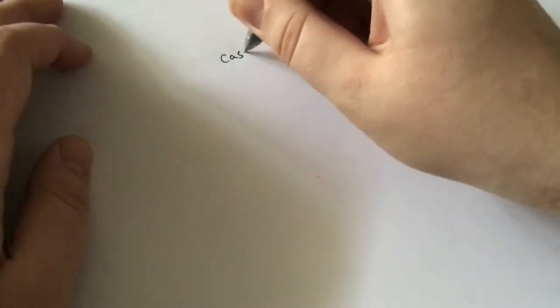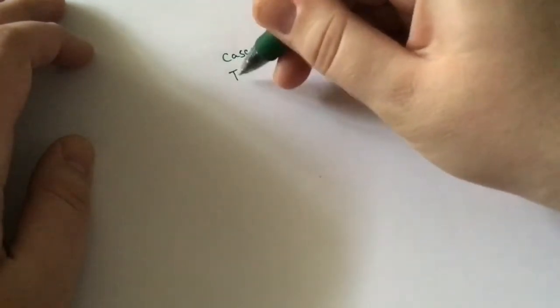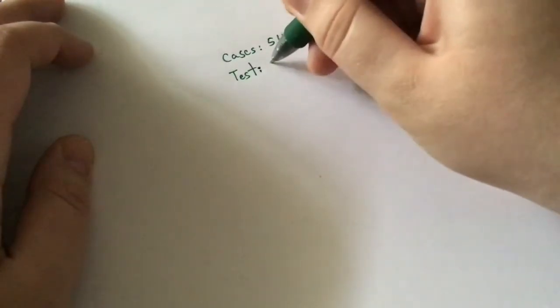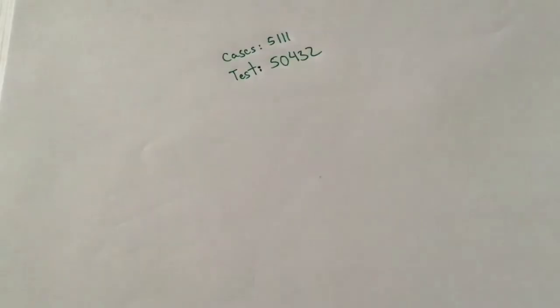So I'm going to write here that we have cases of 5,111, and we have had how many tests? 50,432. So we are going to treat this as a data set where we want to know how many people in Missouri have this, even outside of maybe the people that are tested, right? Like what proportion of Missouri citizens have the coronavirus.